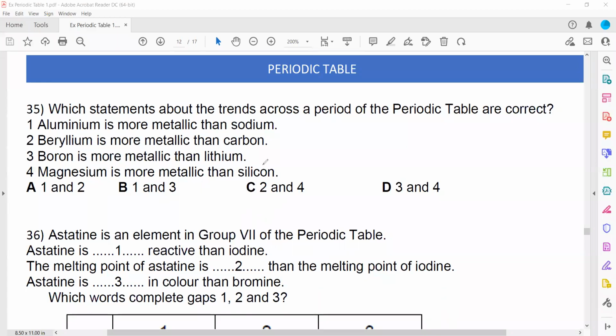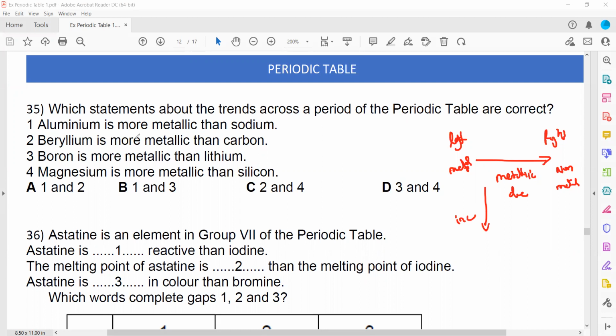So the question is, which statement about the trend across the period is correct? When we move across the period, from the left hand side to the right hand side, the metallic character decreases, like more non-metals are there. On the right hand side, we have mostly non-metals. On the left hand side, we have mostly metals. So the metallic character is decreasing. As we go down the group, the metallic character increases.